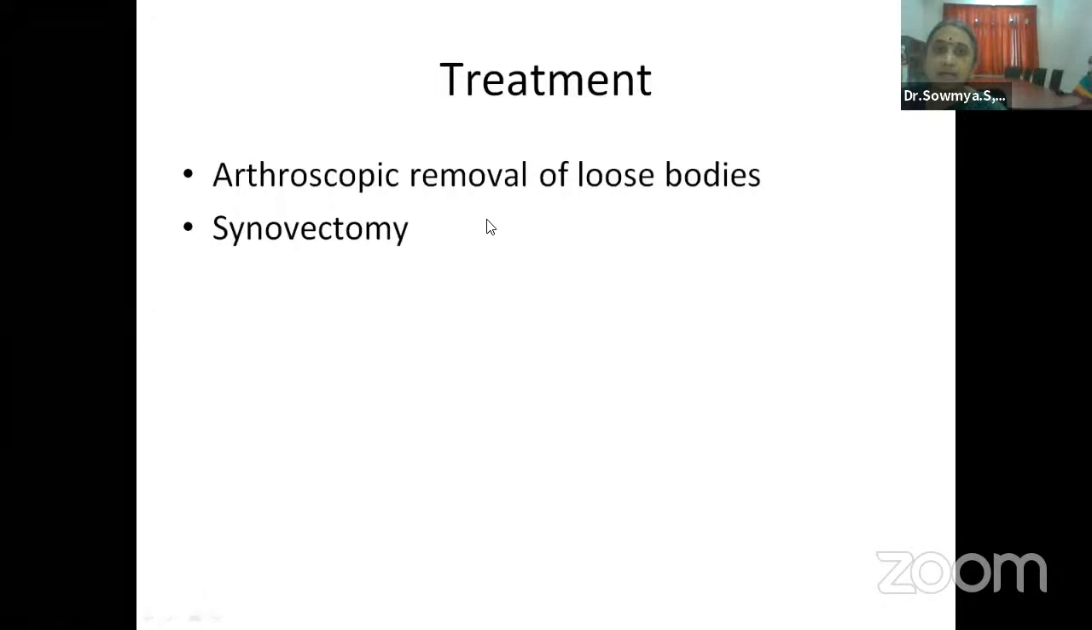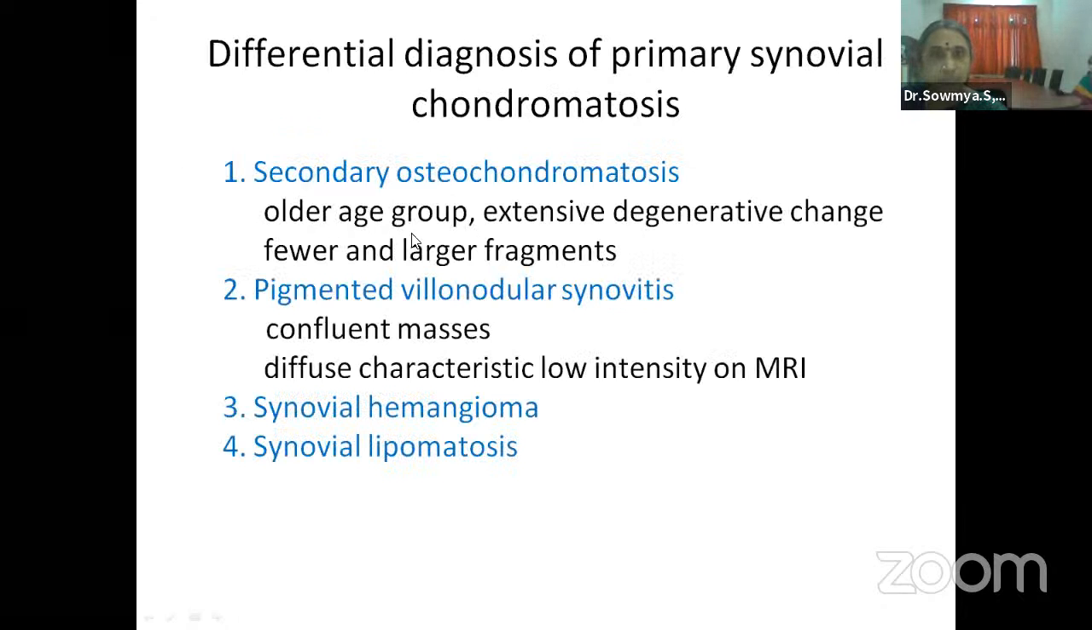So if there are only the loose bodies present, you can simply remove, or if it is a diffuse involvement, then it requires synovectomy. So what is the differential diagnosis of primary synovial chondromatosis? That means if you really want to call it primary synovial chondromatosis, you have to exclude all these other categories. That means the secondary osteochondromatosis, where it can be due to the degenerative change or an inflammatory process.